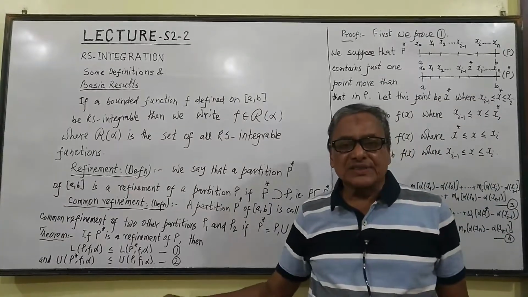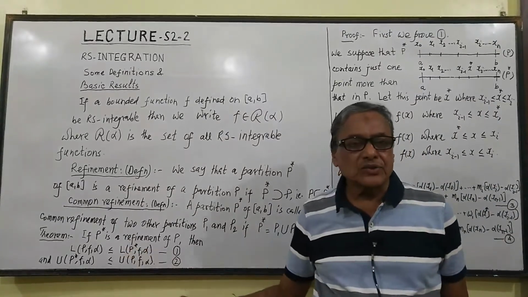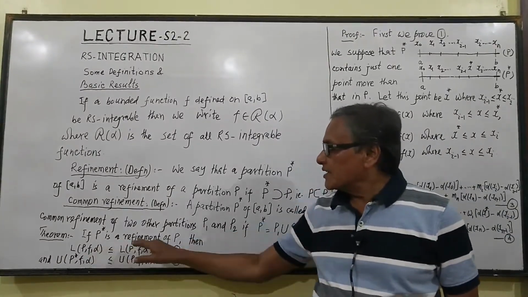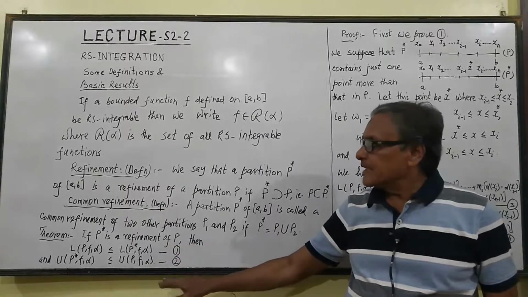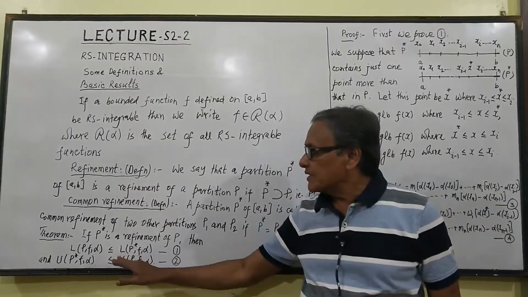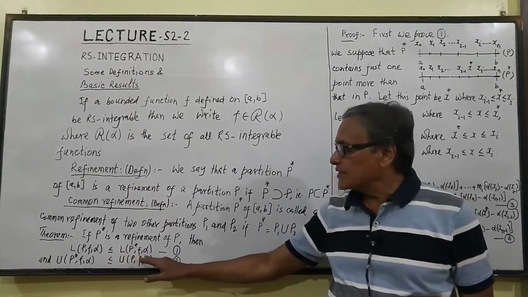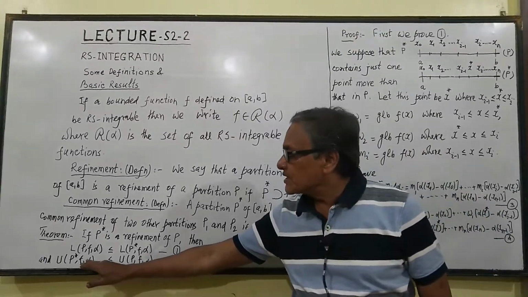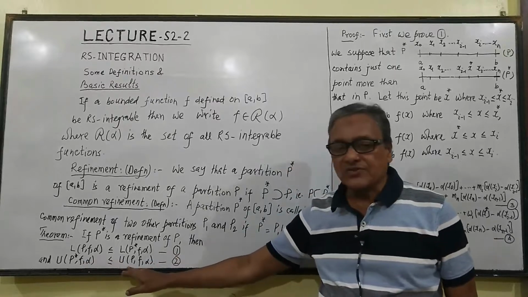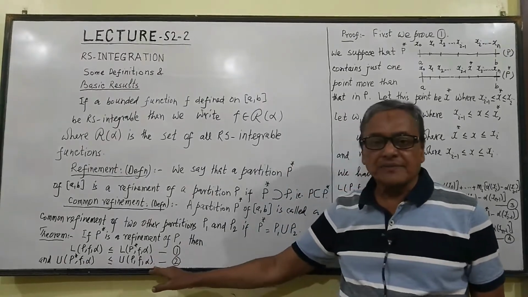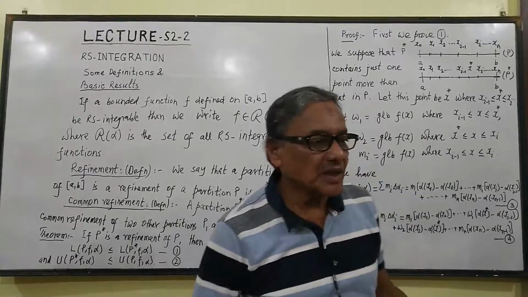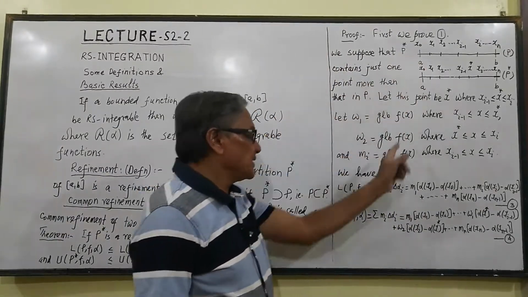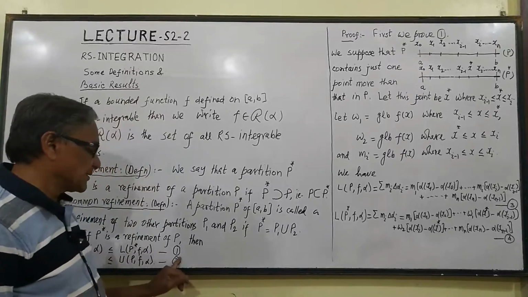Now we are going to discuss a theorem related to refinement. The statement of the theorem is: if P star is a refinement of P, then L(P, f, alpha) is less than or equal to L(P star, f, alpha), number 1, and U(P star, f, alpha) is less than or equal to U(P, f, alpha), number 2. Now we are going to prove. First we prove number 1, this one.